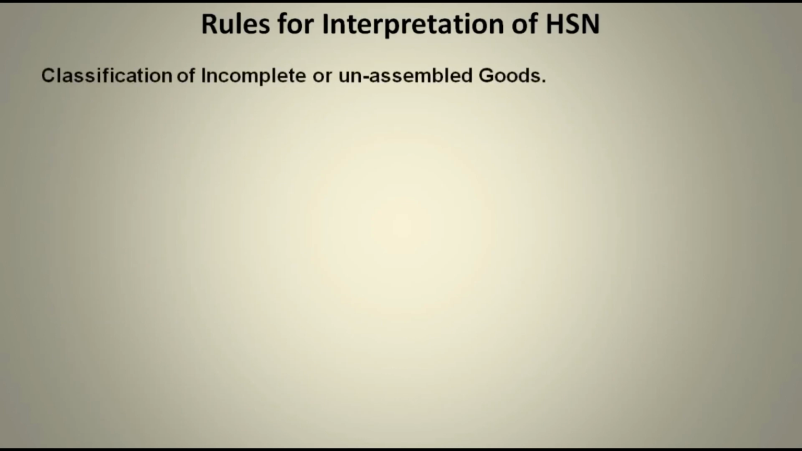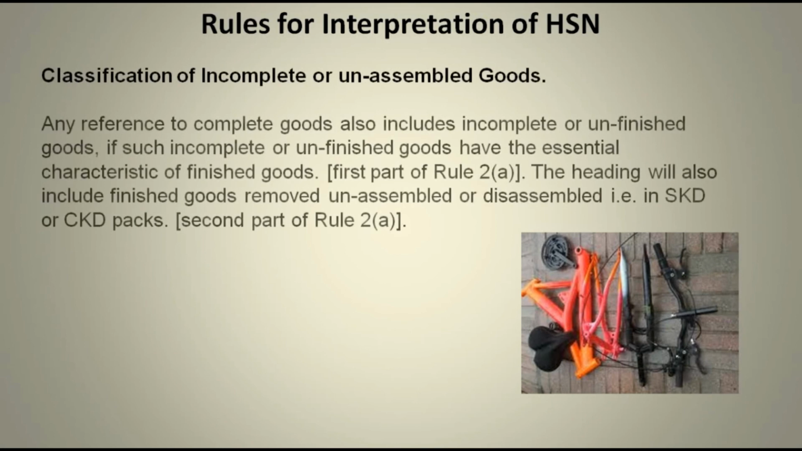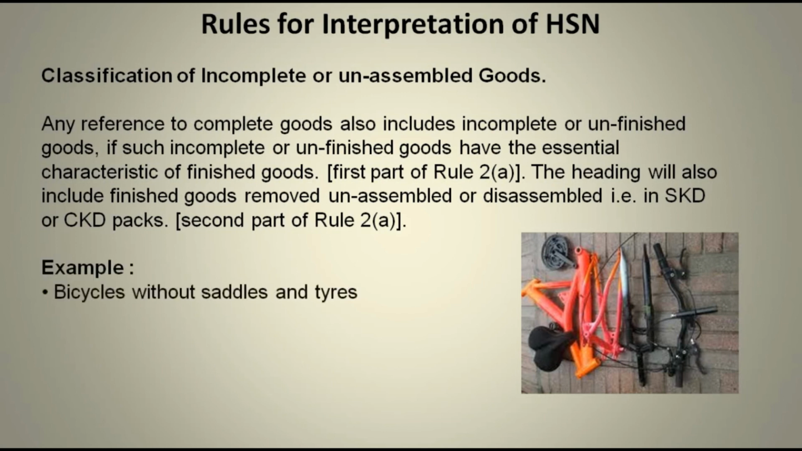Classification of incomplete or unassembled goods. Any reference to complete goods also includes incomplete or unfinished goods, if such incomplete or unfinished goods have the essential characteristic of finished goods, as per Rule 2A first part. The heading will also include finished goods presented unassembled or disassembled, that is, in semi-knocked down condition or in completely knocked down packs, as per the second part of Rule 2A. Example: a bicycle without saddle and tire will be classified as a bicycle. A passenger coach not fitted with seats will still be classified as a passenger coach.